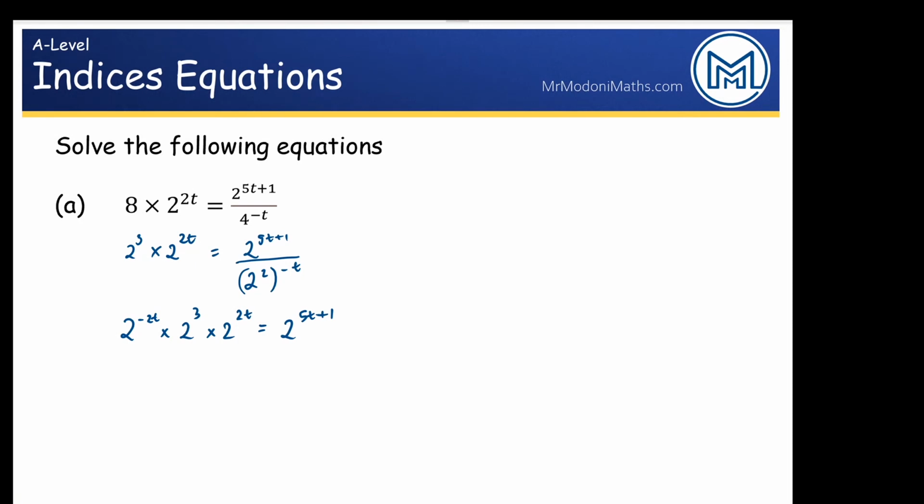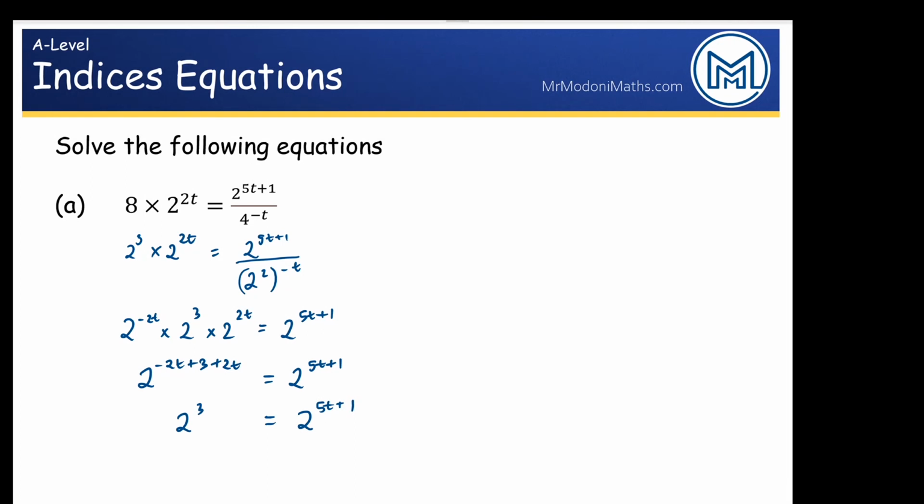From here, we're going to start to collect like terms and simplify. Since we are multiplying all the terms on the left-hand side, that means we can add all the powers. So this will then simply become 2 to the power of minus 2t plus 3 plus 2t is equal to 2 to the power of 5t plus 1. Tidying this up further, we get 2 to the power of 3 is equal to 2 to the power of 5t plus 1.